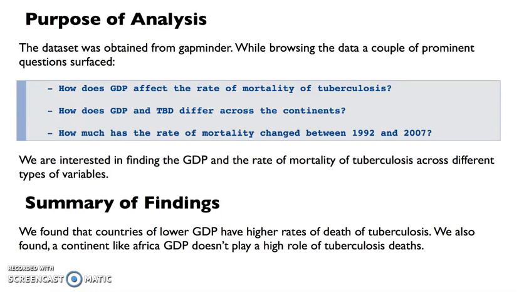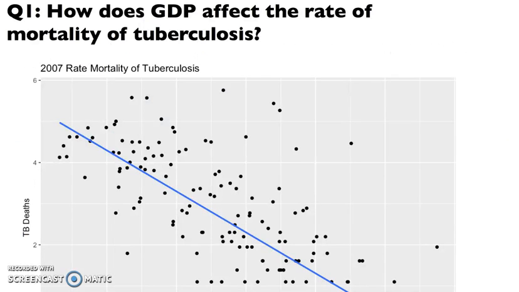We were mostly interested in finding the GDP and the rate of mortality of tuberculosis across different types of variables and how it affects it. In summary of our findings, we found that countries of lower GDP have higher rates of death of tuberculosis. We also found that in a continent like Africa, GDP wouldn't play a high role in tuberculosis death.